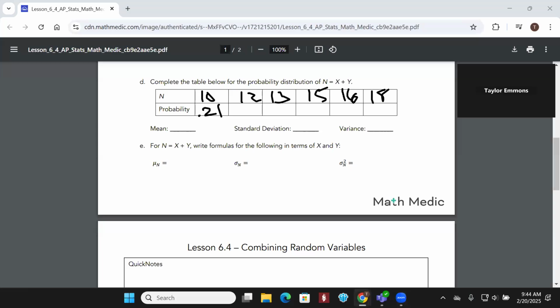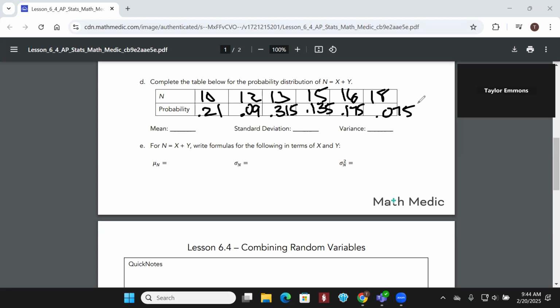All right, so when you did that, you should have gotten 0.09 for 12, 0.315 for 13, 0.135 for 15, 0.175 for 16, and 0.075 for 18. Everybody get how I got those numbers?